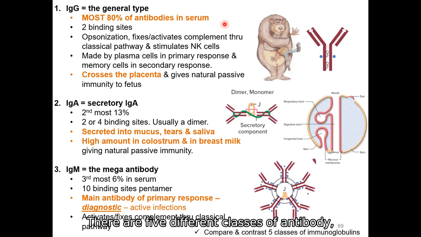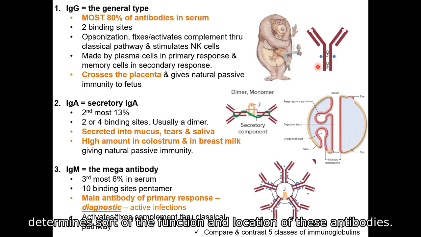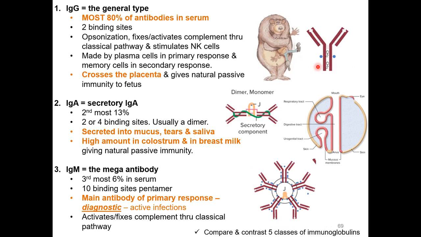There are five different classes of antibody. And what's different about the classes is this stem part, so this FC part. This is the part that can activate complement or act as an opsonin. And this stem part also determines the function and location of these antibodies.